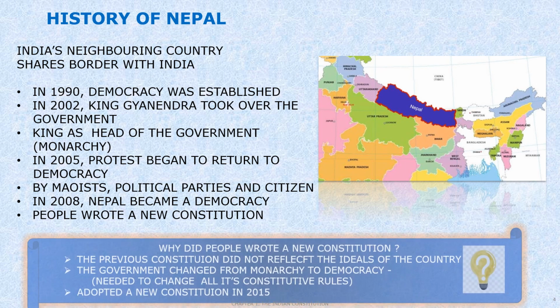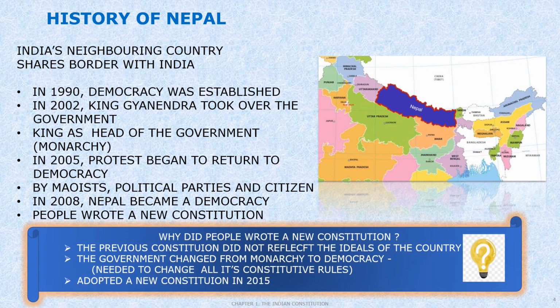But here a question arises: why did people write a new constitution? Because the previous constitution did not reflect the ideals of the country, and the government changed its form from monarchy to democracy. Thus, they adopted a new constitution in 2015.